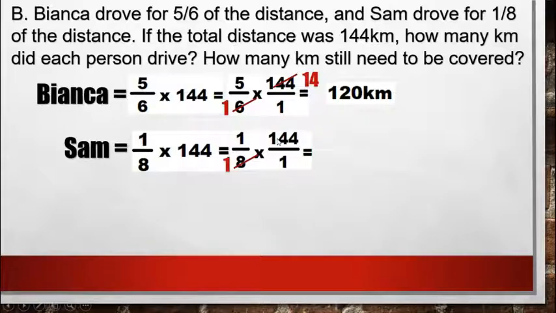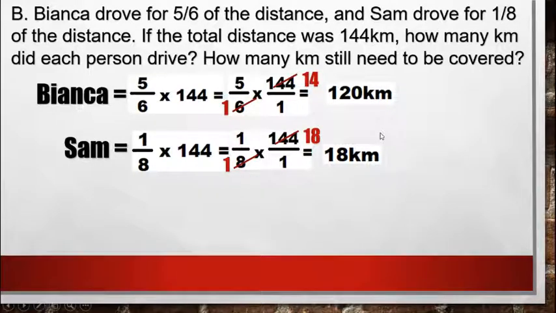144 divided by 8, we got 18. So 1 times 18, that is 18. 1 times 1, that is 1. So 18 divided by 1, we got 18 kilometers. So we can say that Sam drove for 18 kilometers already. So this is the kilometers each person drove.